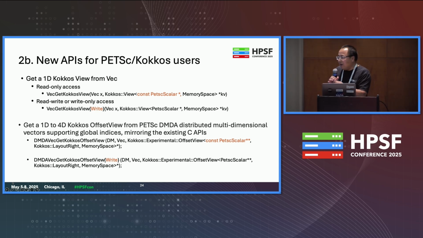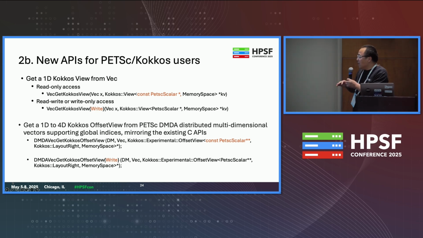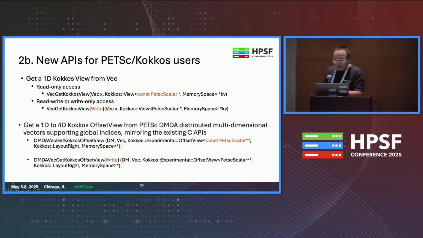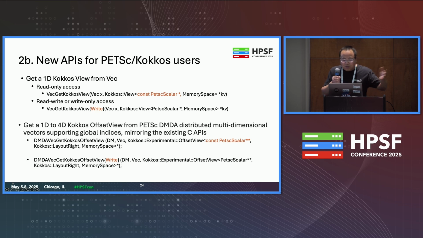With that, users can use PETSc distributed multi-dimensional views with global indexes. That's very convenient for domain scientists. They want to have a simple view with global indices.